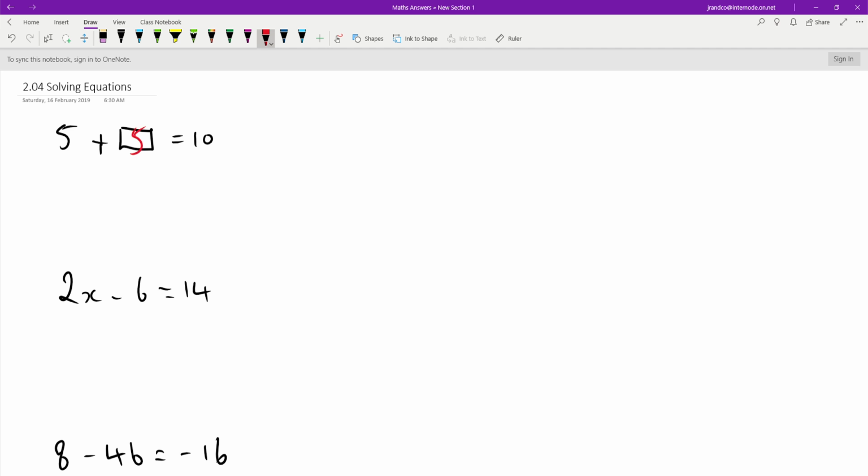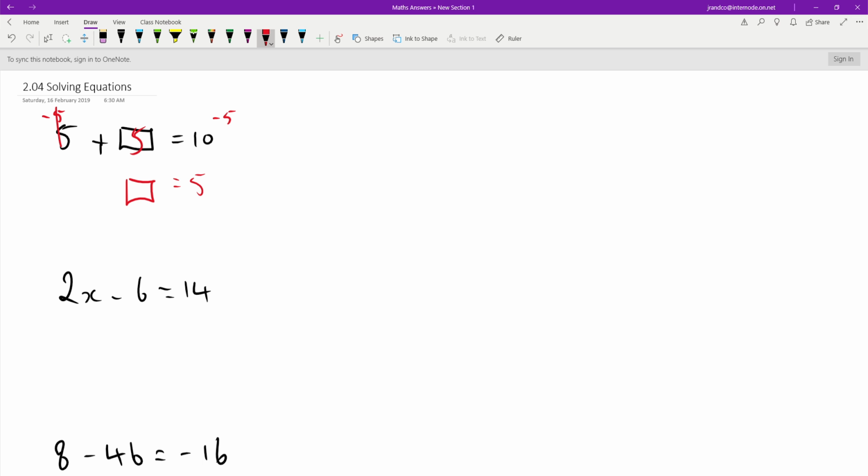But how do we do that in mathematical terms? So the easiest way to do it is to subtract 5 from both sides, remembering that if we subtract the same amount from both sides of an equation, then the equation stays true. So in this case, 5 minus 5 here cancels out to nothing. 10 minus 5 equals 5. So you're left with the box being equal to 5. Something that we saw straight away.